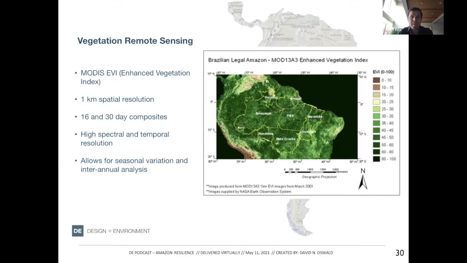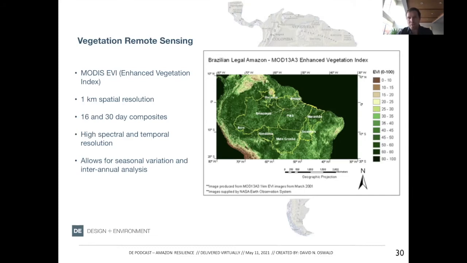So I use this data because I could get 2 shots a day, every day, 365 days a year. So that's a lot of data, and it's across the whole Amazon in morning and afternoon. 1 kilometer spatial resolution, which is pretty decent for something of this big size. Like if you're doing a smaller study, you might need finer spatial resolution, but this is a satellite. And I made 16 and 30-day composites, meaning that I took images from 16 days and then added them up, and then took the maximum value.